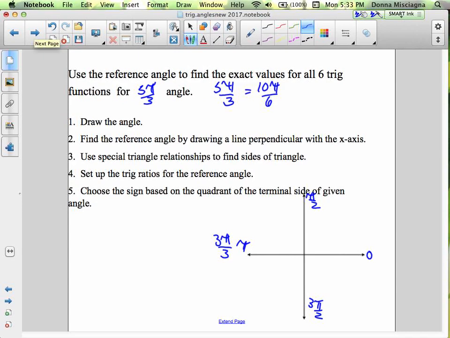All right, so 3 pi halves, right? So now I'm going to multiply numerator and denominator by 3, because 2 times 3 is 6. That would be 9 pi sixths. All right, so 3 pi halves is only 9 pi sixths. We want 10 pi sixths. So we are going to be in this quadrant. And you can also think, well, 6 pi thirds, that would be 2 pi.